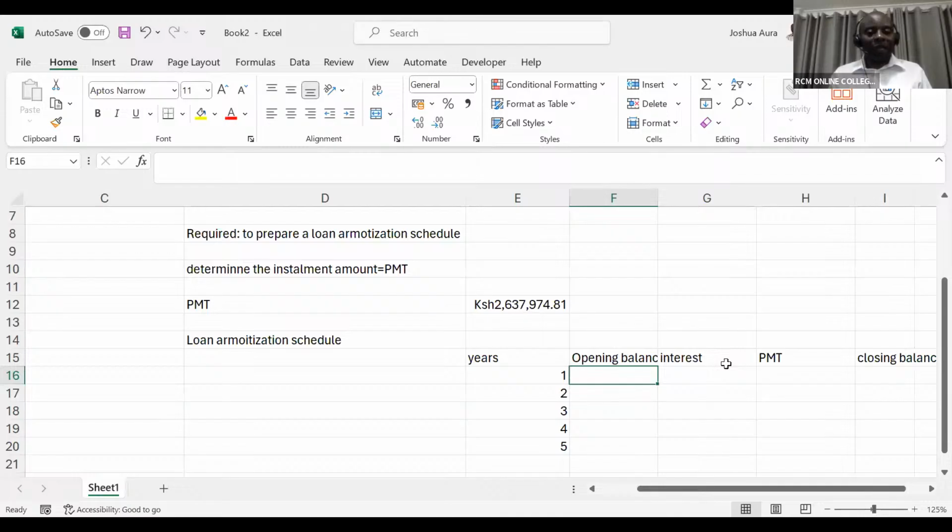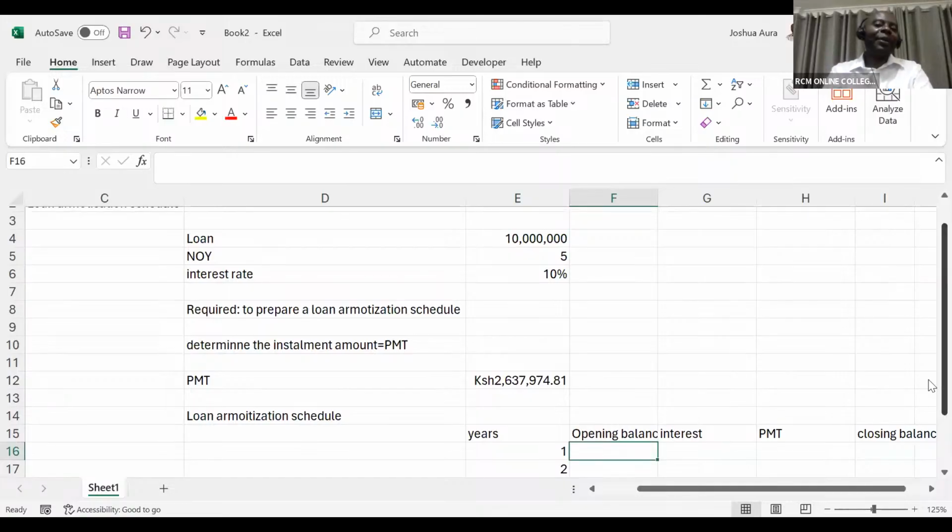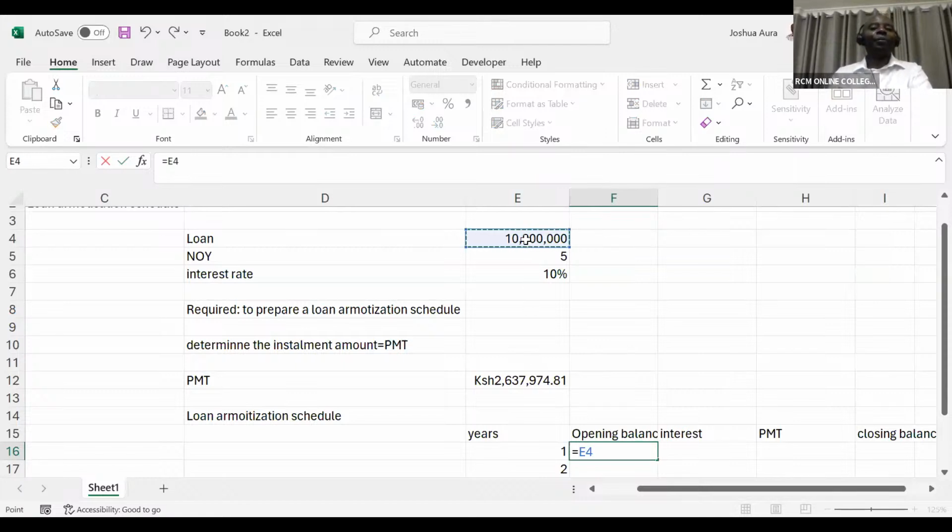So now we are together. So then for first year, what is the opening balance for the first year? I'll come and look at the loan this lady borrowed. I don't have to type numbers. Whenever I have numbers up here, what I need to do is to come here and say equals. I pull this 10,000 down. And then I say enter.